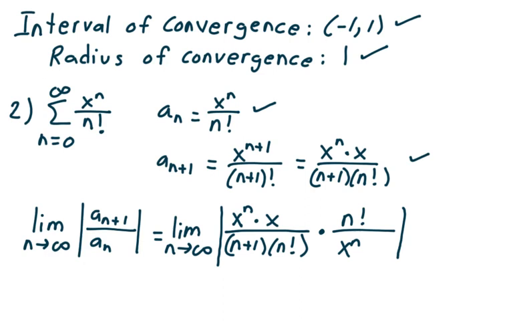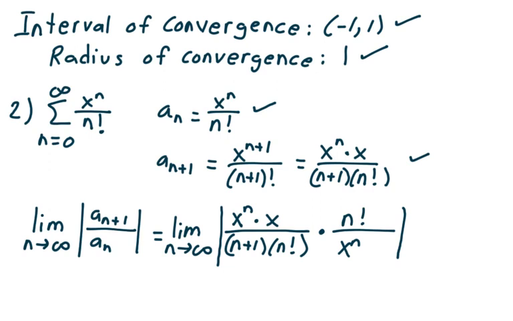Now we get to apply the ratio test. We're going to look at the limit as n goes to infinity of the absolute value of a sub n plus 1 over a sub n. That's the limit as n goes to infinity of x to the n times x over n plus 1 times n factorial. When you divide by a sub n, you essentially multiply by the reciprocal of a sub n. So we're going to multiply by n factorial over x to the n, and that's all in absolute values.